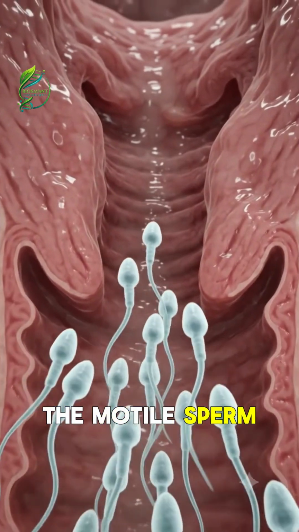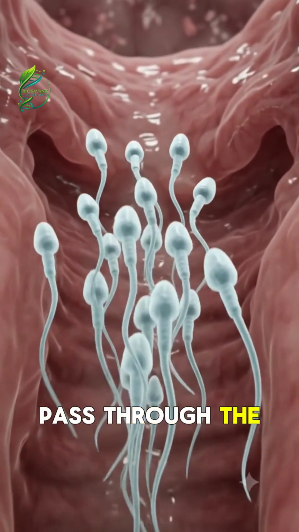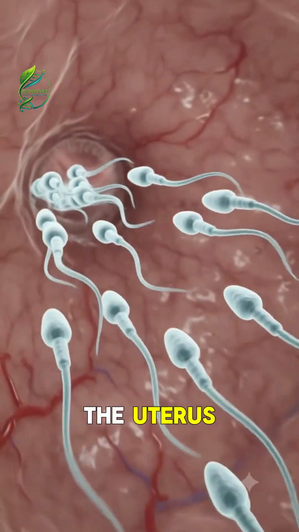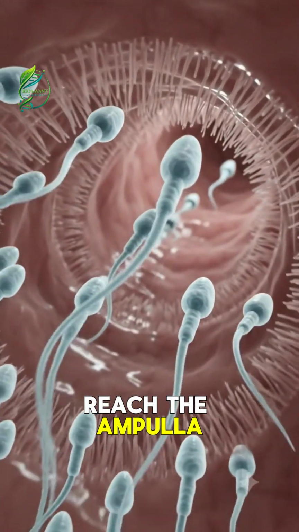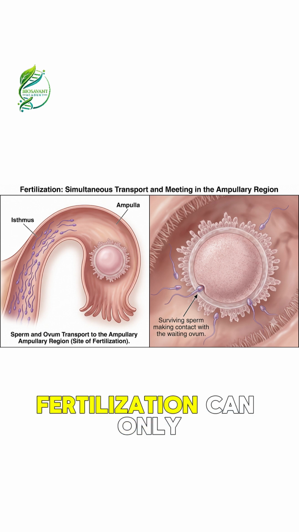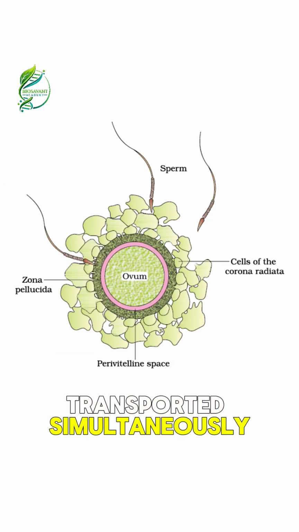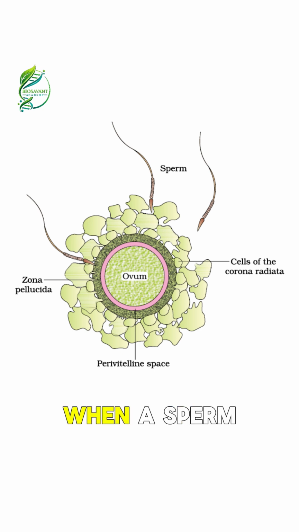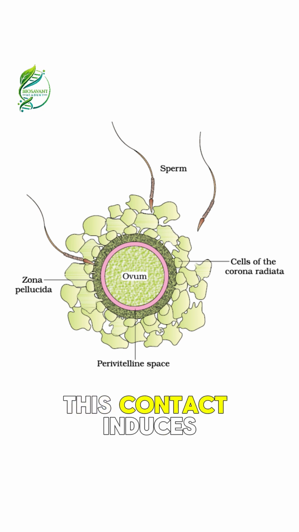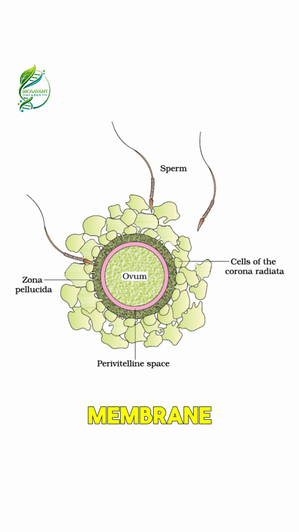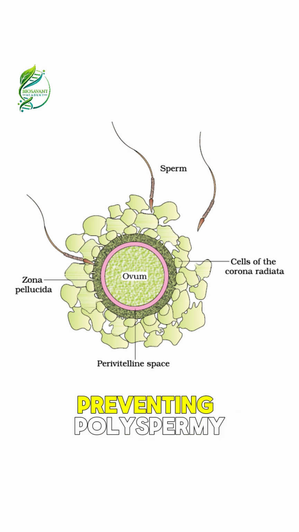The motile sperm swim rapidly, pass through the cervix, enter into the uterus, and finally reach the ampulla region of the fallopian tube. Fertilization can only occur if the ovum and sperm are transported simultaneously to the ampullary region. When a sperm comes in contact with the zona pellucida layer of the ovum, this contact induces changes in the membrane that block the entry of additional sperms. This mechanism ensures that strictly only one sperm can fertilize an ovum, preventing polyspermy.